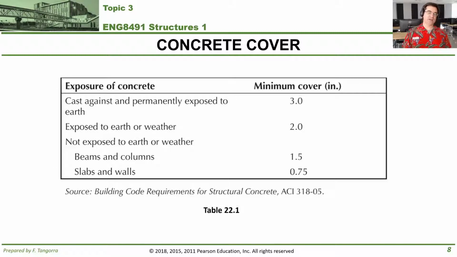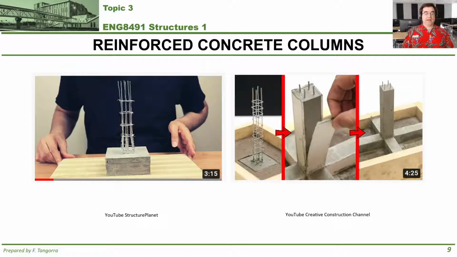In your textbook, in table 22.1, you can actually find the minimum requirements for concrete cover depending on the use of your structure. Okay, so go check it out. The other thing too that I think is important is that sometimes the best way to figure out how reinforced concrete columns are built is to do it yourself or to watch somebody else do it. So I've linked for you 2 videos in the description below that do exactly that.